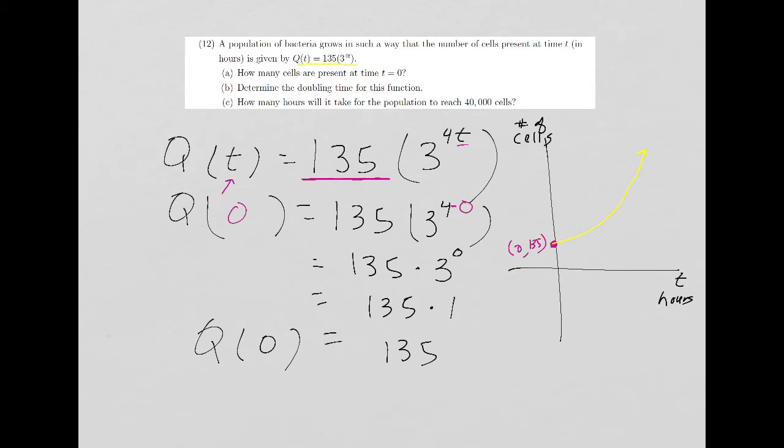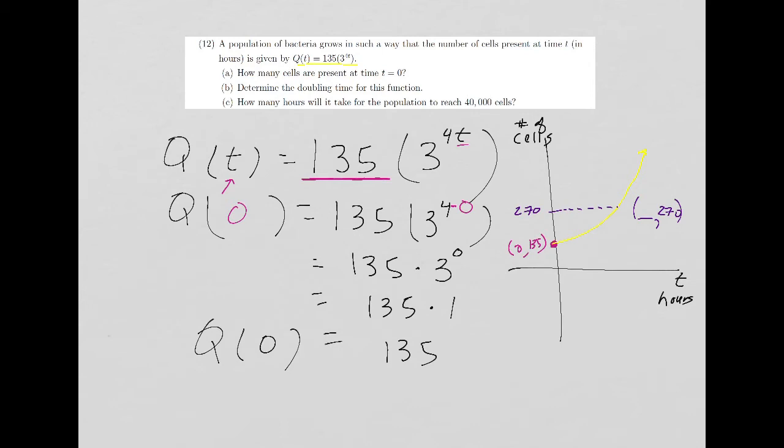So to discuss the doubling time, what doubling time means is when do you have exactly twice what you started with? Well, if you started with 135, twice 135 would be 270. So I'll just mark this on my graph so you're seeing. But it's really asking when, we have to still figure that out, does my population hit twice what it started with? So that's what doubling time means.